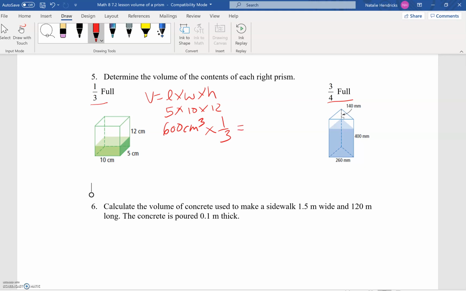Now, when you're multiplying fractions, let's go back and think. Who remembers? You have to put this over 1. Remember, it has to be a fraction times a fraction. And when you're multiplying fractions, you're just going in a straight line. So 600 times 1 is still 600. That doesn't change. 1 times 3 is 3. When you get to this point, you want to have nothing on the bottom. So this is the exact same thing as 600 divided by 3. 600 divided by 3 is 200 centimeters cubed. And that is our answer.